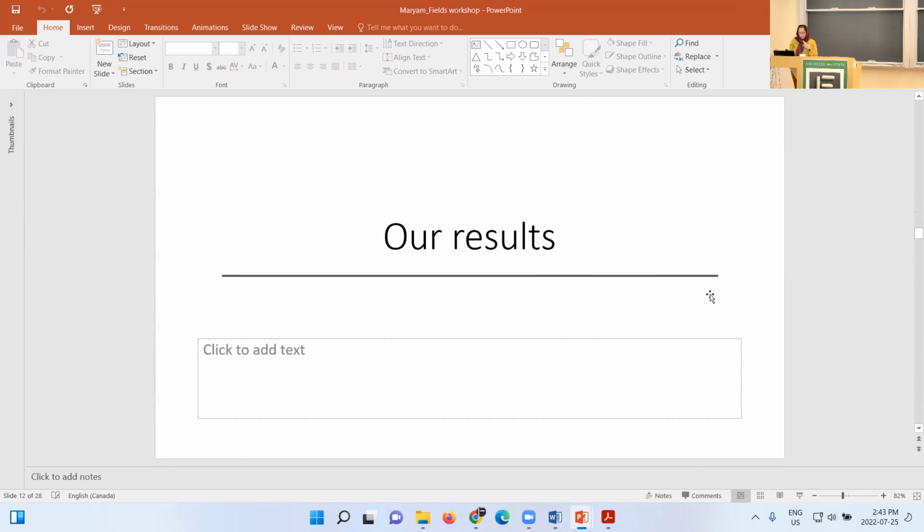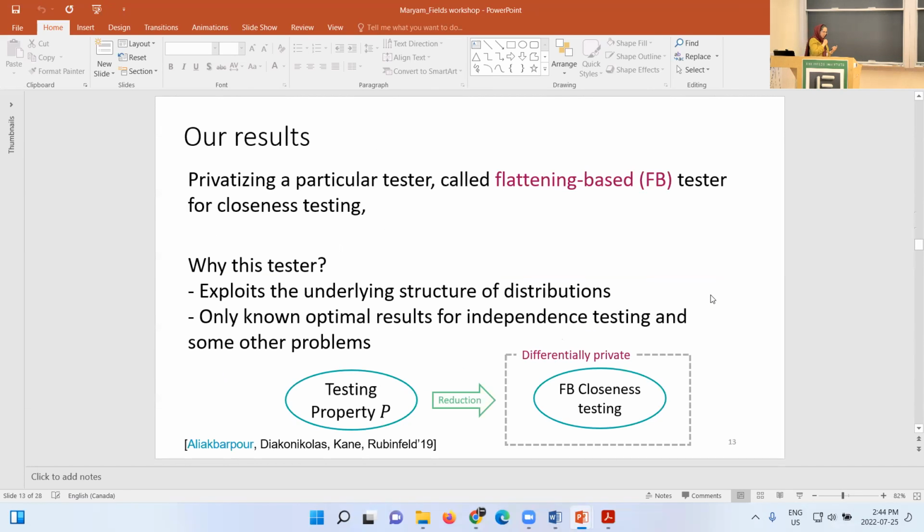So let me briefly explain our result. The contribution in this work is that we make a specific closeness tester private. It's called a flattening-based tester. I will explain what this tester is. But the main property of this tester is that it uses the structural assumptions about the underlying distribution. So when we use the reductions to other problems that I explained earlier, it can guarantee optimal sample complexity for those other problems.